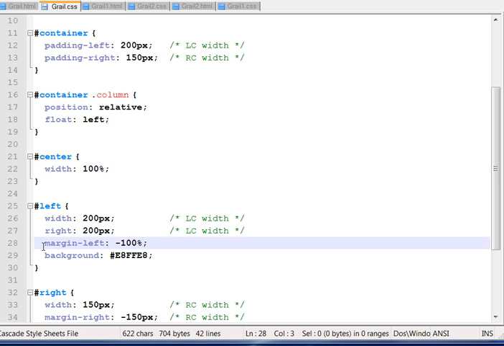A margin left of positive 100% would move the content of the left div 100% to the right to accommodate a wide left margin. So by logical extension, a margin left of negative 100% moves the content of the left div to the left, like some sort of anti-margin. And then finally, that means that the minus 100% margin lines up the left edges of the center and left div contents.